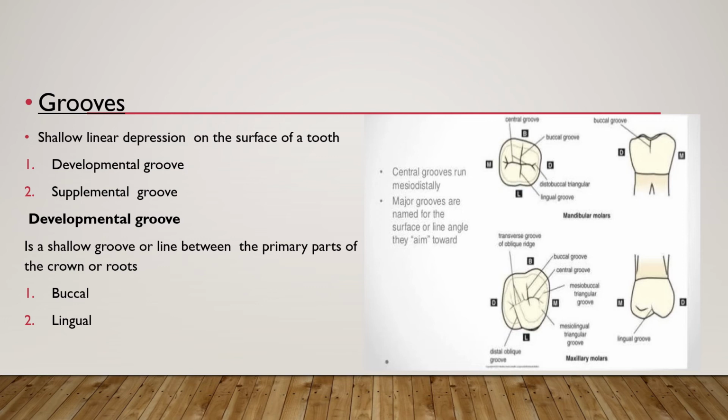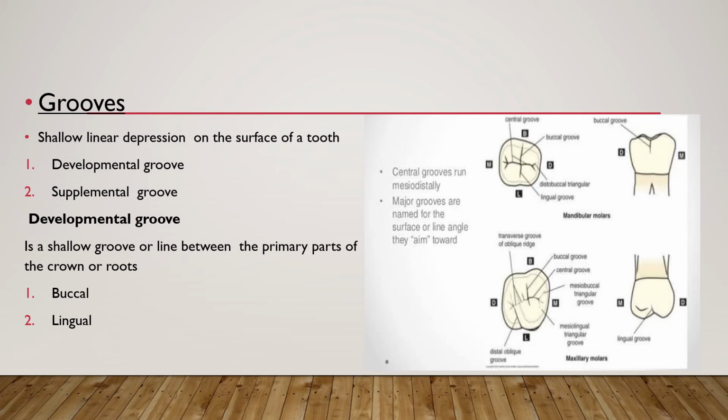Now, grooves can be developmental or supplemental. What is a developmental groove? A developmental groove is a shallow groove or line between the primary parts of the crown or roots. So developmental groove एक line है between the primary parts of the crown or the root. They can either be buccal, lingual.